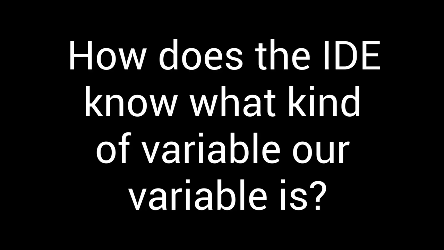Now, I know what you're probably thinking. How does the IDE, or how does Replit, know what kind of variable our variable is? For example, if I were to create the variable x and I wanted it to be an int, meaning that it can only hold integer values, how does Replit know that x is an int? Well, we'll get into this later on when we talk about more specifics about variables, and we'll be doing this in the following videos.